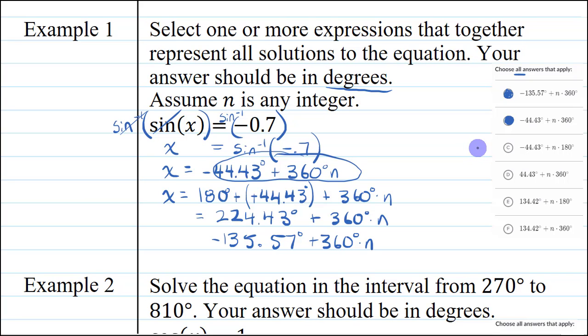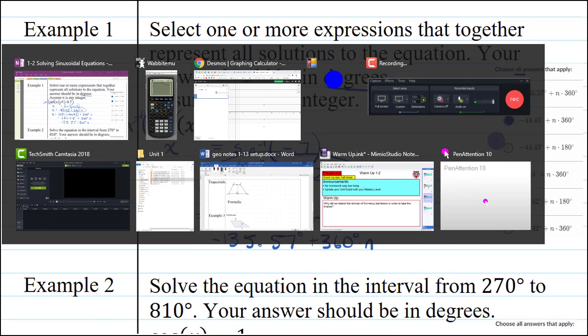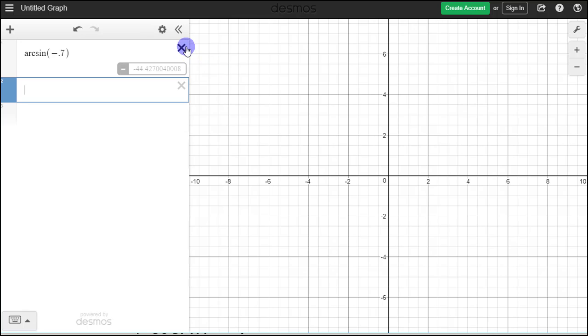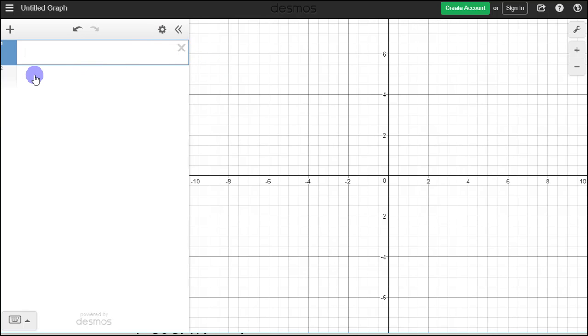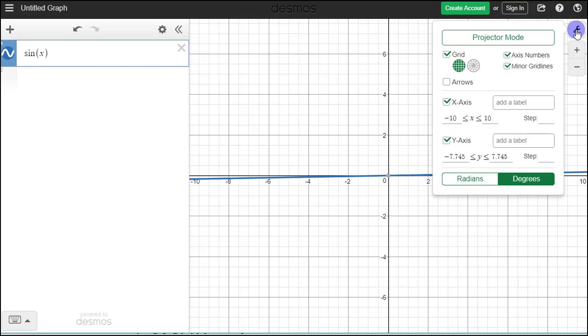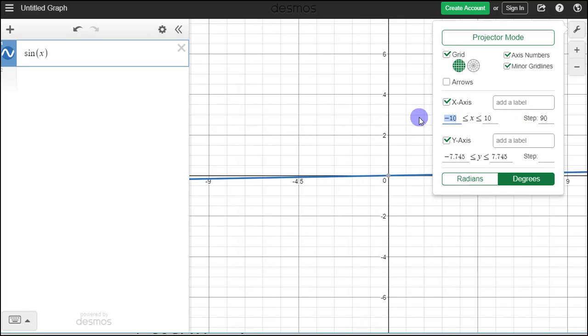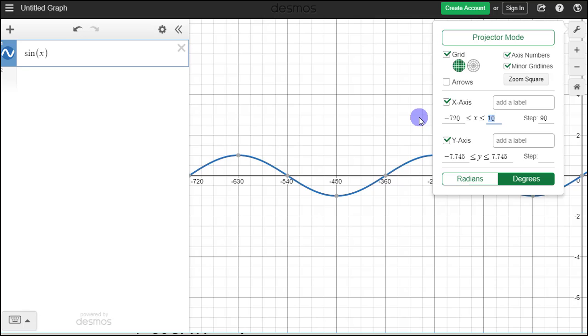Cool. I want to check this graphically too. Graphically what this looks like, and you don't have to do this because we're running low on time, but this is how you do it graphically. You actually type sine of x, and then I'm going to change my step here. My step is going to be 90. I'm going to change this from like negative 720 to 720.